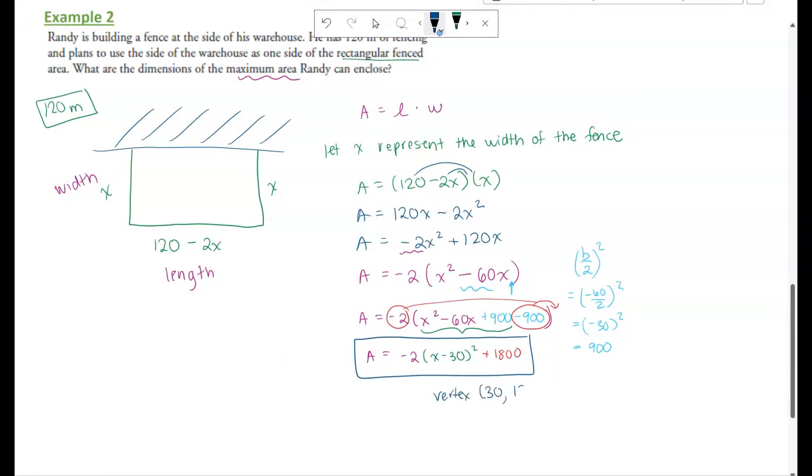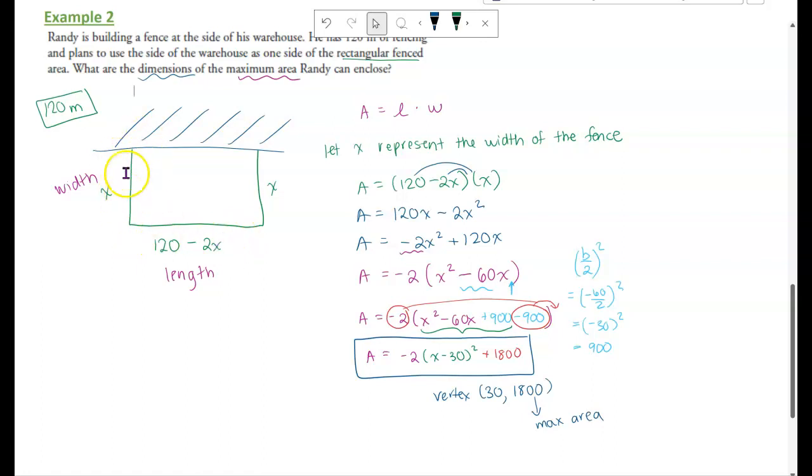(30, 1800). So thinking back to the previous question, the y value is the maximum amount, which means if you look at the original equation and what the question asked us for, the maximum amount is the maximum area. So the maximum area is 1800. But that's not what we're looking for. If you look at the question, it said, what are the dimensions of it? So I need the width and the length.